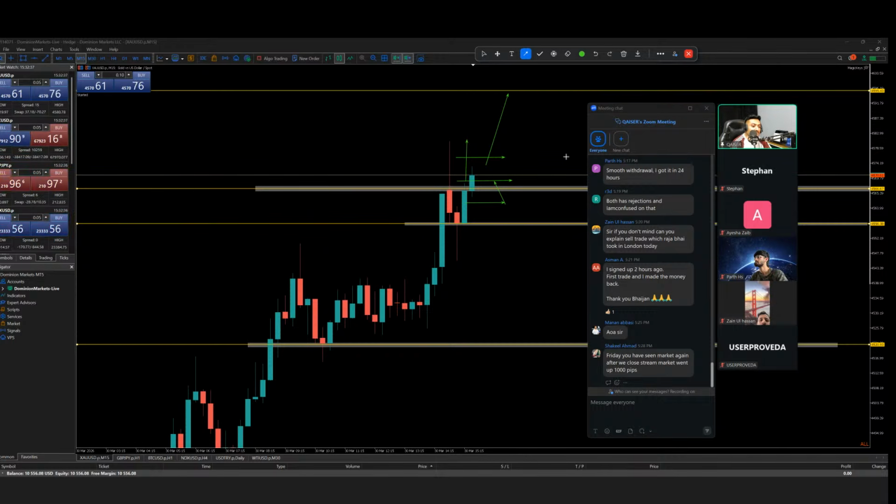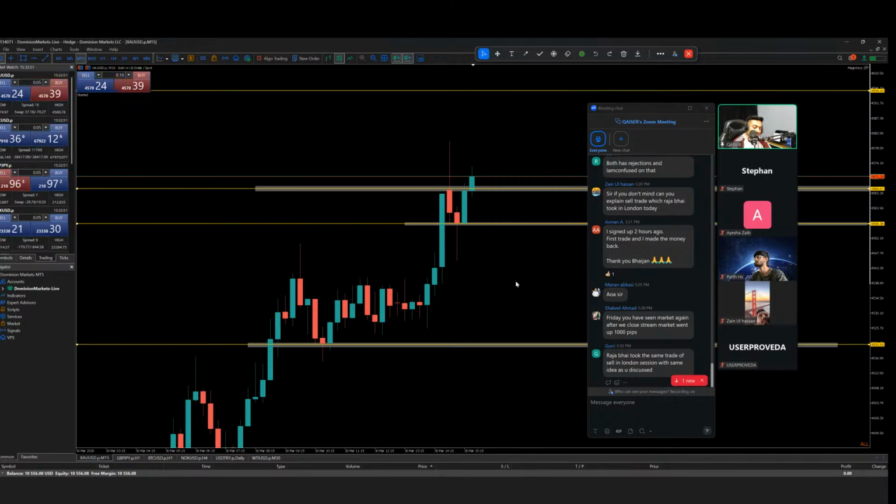Whoa, someone already caught 30 pips. Two of them just went 30 pips. It went up in under 30 seconds in the trade. Wow, they're securing 30 pips even here. Yeah, let's see if it's going to work out or not.